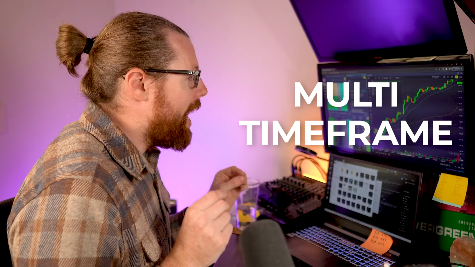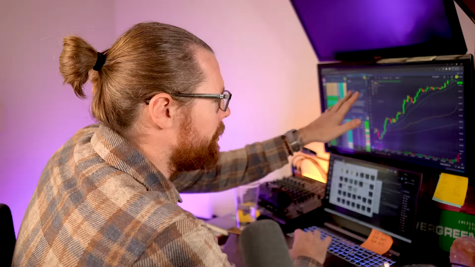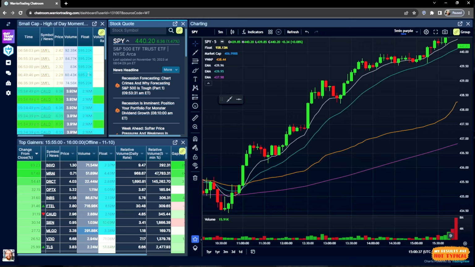Now, something that's kind of interesting is that what a lot of traders do who are active traders is we look for what's called multi-time frame alignment. So what we're looking at here on this particular chart, this is a 5-minute chart. All right, it's just a 5-minute chart. And these are stock scanners. I'll close these just for right now.